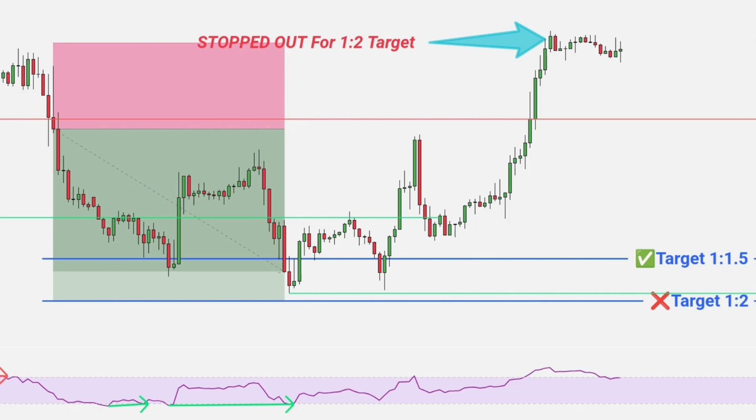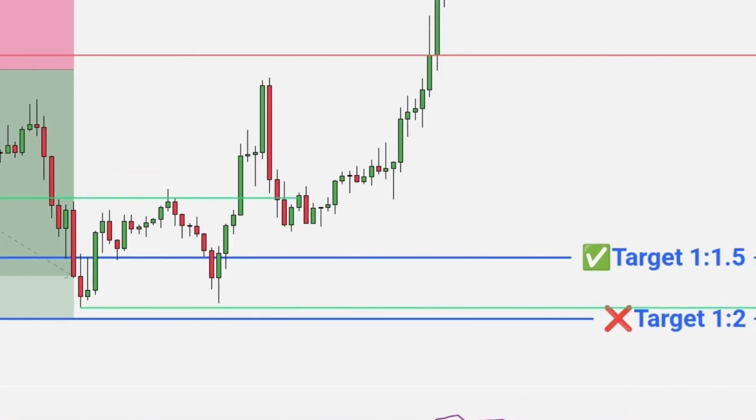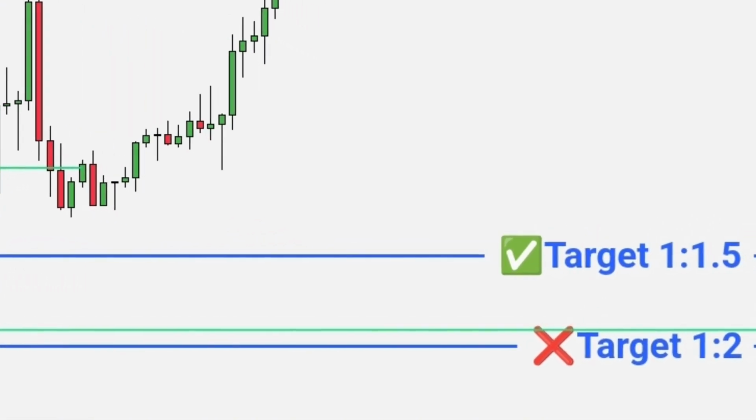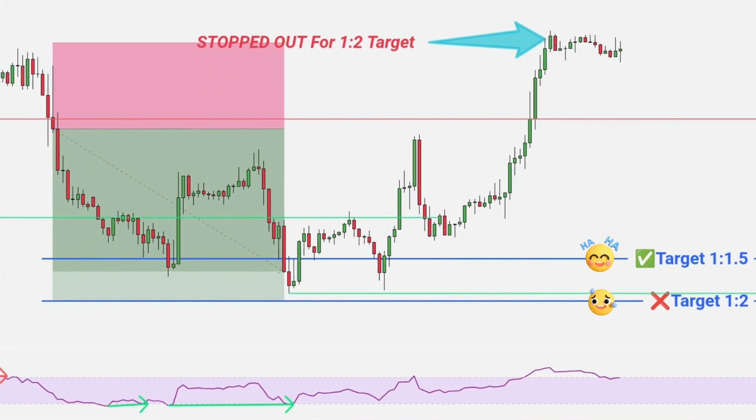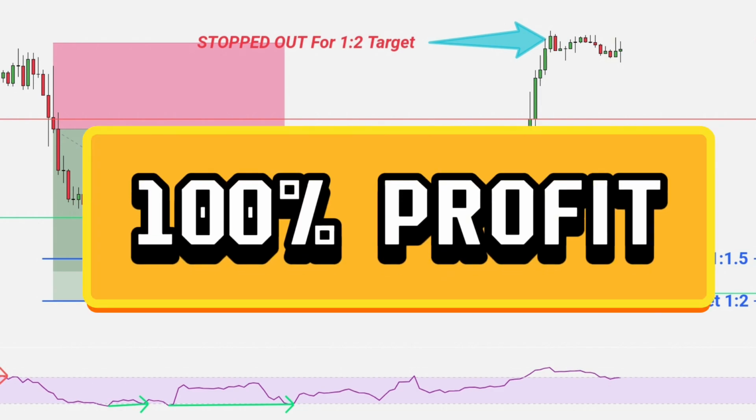And as you can see, this trade had two different outcomes. Traders who set a risk-reward ratio of 1 to 1.5 reached their target, but those trying a 1 to 2 risk-reward ratio unfortunately exited the trade at their stop-loss level. It should be remembered that in the world of trading, there's no strategy that guarantees a 100% win in every trade.